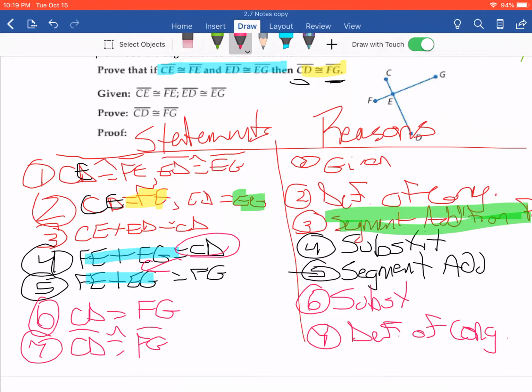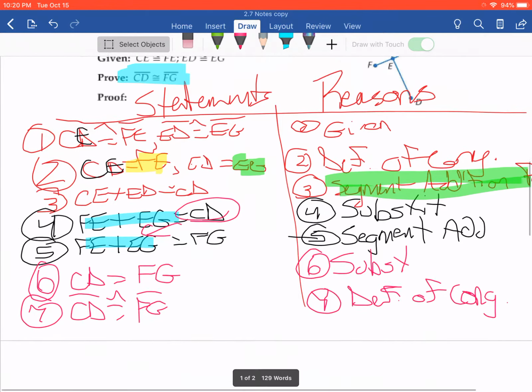So those are our 7 steps on how to prove that CD is congruent to FG. So we always start out with a given. Then we use definition of congruency because I want to talk about actual lengths of measures. I don't want to talk about segments. Then I use segment addition postulate because I needed to add them together twice. Use a little bit of substitution and the definition of congruency once again.